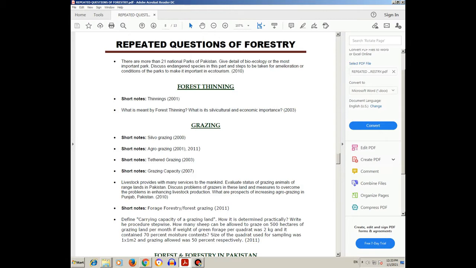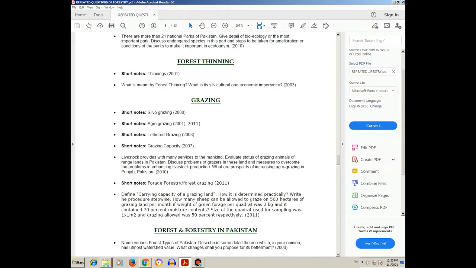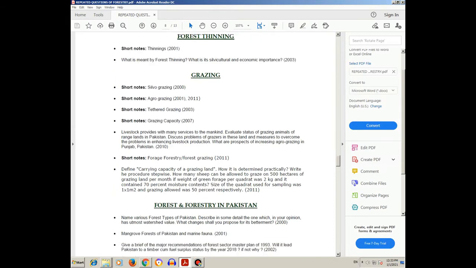2007 Livestock provides many services to mankind. Evaluate the status of grazing animals of rangelands in Pakistan. Discuss problems of grazers in these lands and measures to overcome the problems in enhancing livestock production. What are the prospects of increasing agro-grazing in Punjab, Pakistan? 2010 Short Notes, Forage Forestry, Forest Grazing.